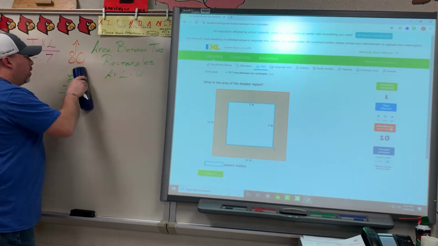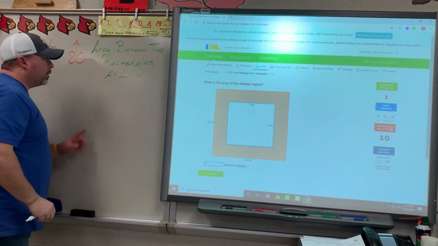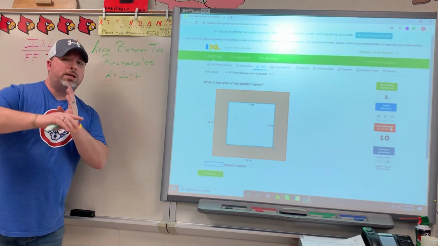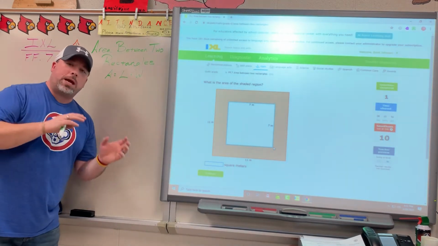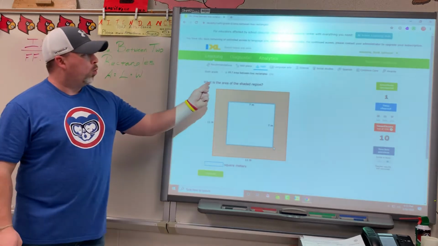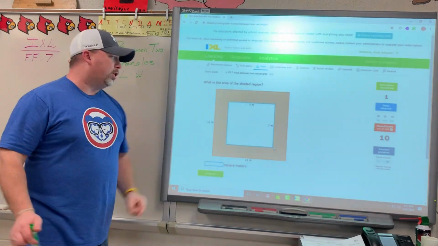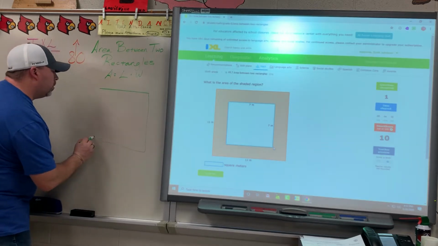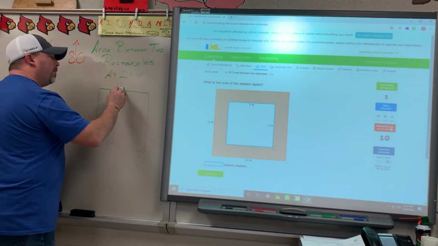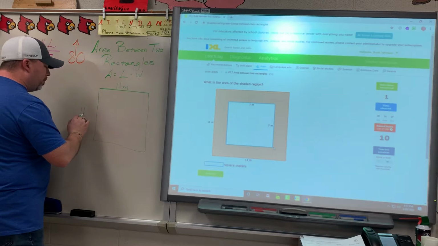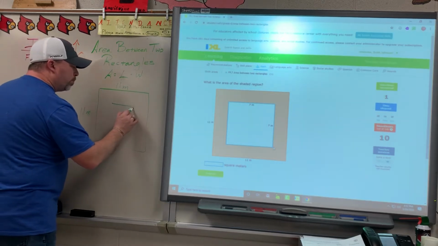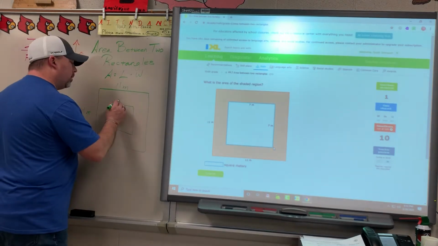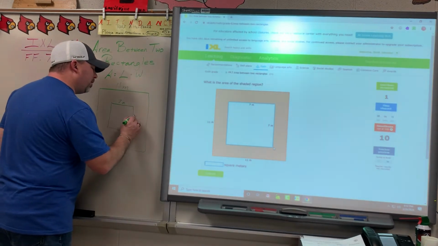Now once again, we're not doing anything new. It's rectangles, so length times width. The only thing you're doing here is subtracting. You subtract one from the other. So, what is the area of the shaded region? So here's my large one. The large rectangle, it is 11 meters by 11 meters. The smaller rectangle is 7 meters by 7 meters.